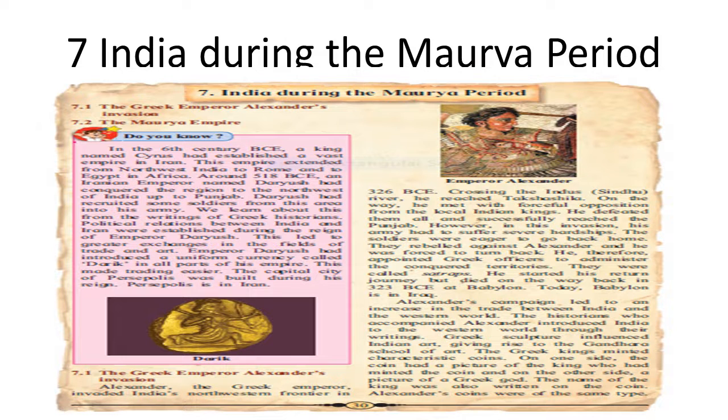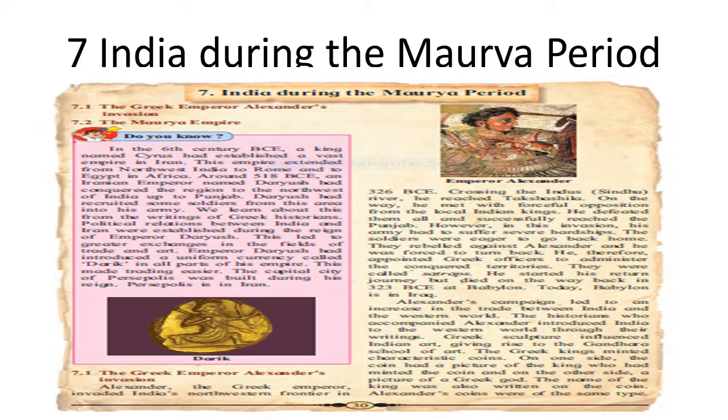Good morning, students. Today we are going to start chapter number 7, India during the Mauryan period. In this chapter we are going to learn about the Greek Emperor Alexander's invasion, and the Mauryan Empire. The Greek Emperor Alexander's invasion.